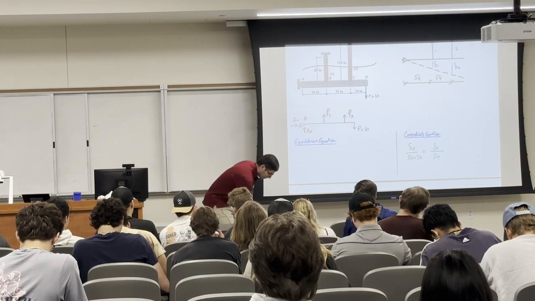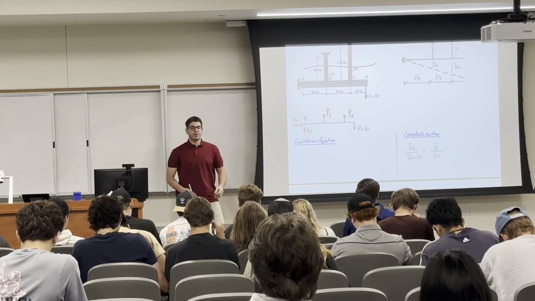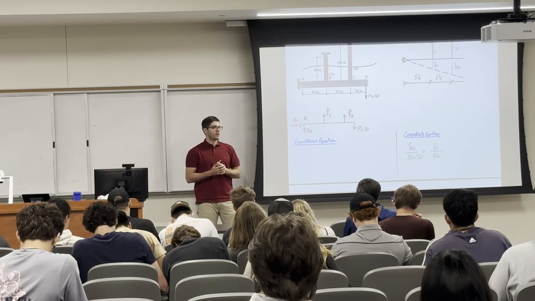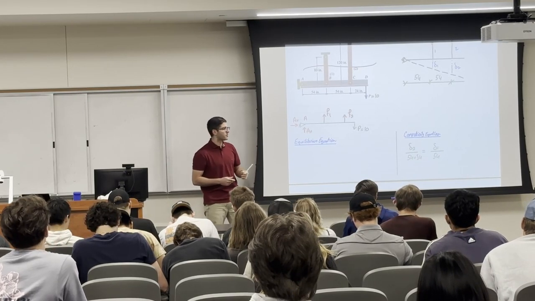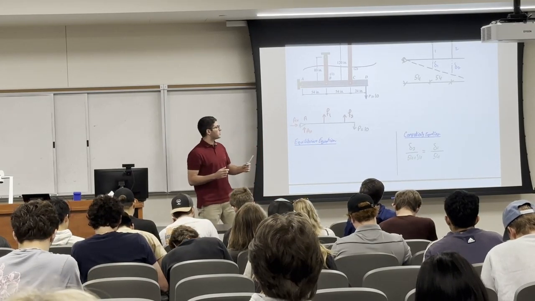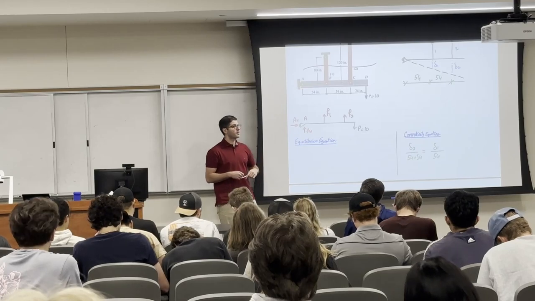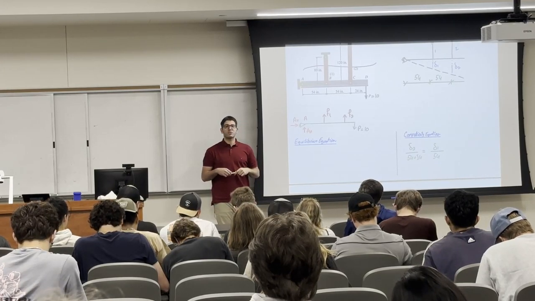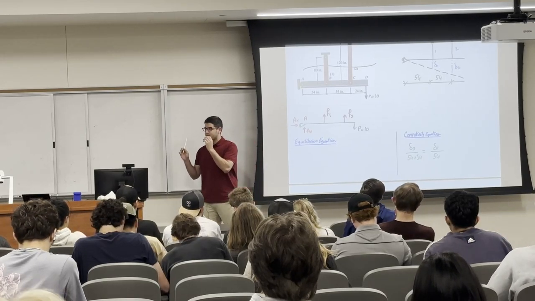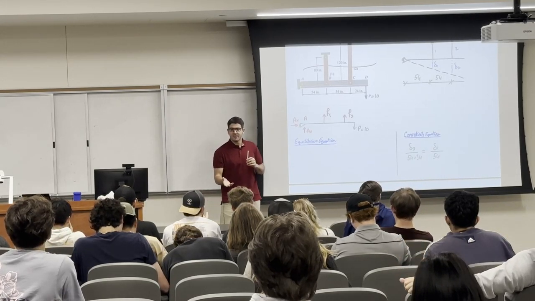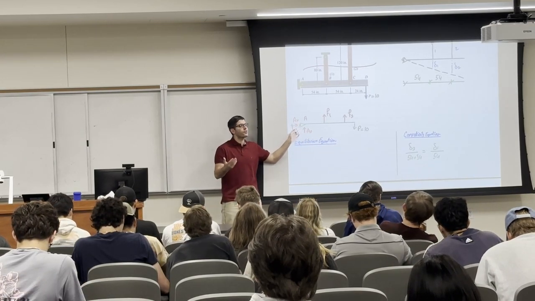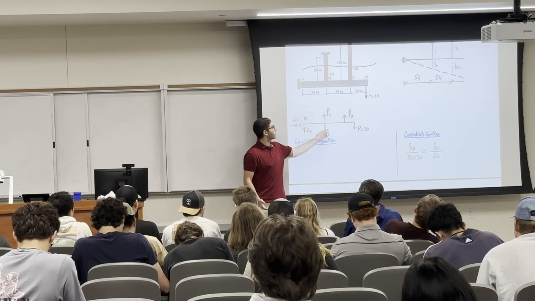Anyone? I want to find a relation between, what am I interested in, AX and AY? No. What am I interested in? F1 and F2. So what should I do to find the relation between F1 and F2? Should I take summation FY? If I took summation FY, I will have AY in that equation. In other words, moment about what? That's correct. If I want to get rid of these reactions, because I'm not interested in them, I'm interested in finding a relation between F1 and F2.